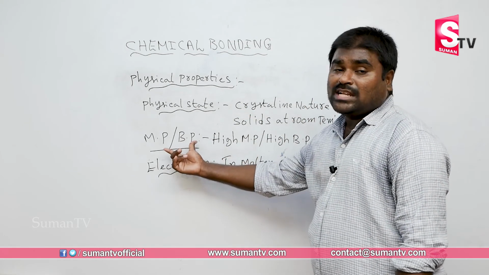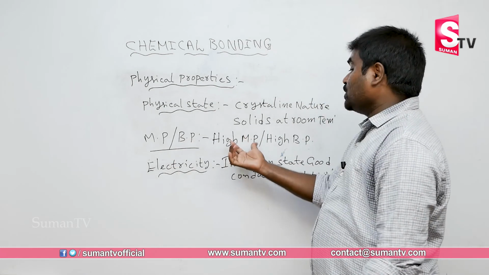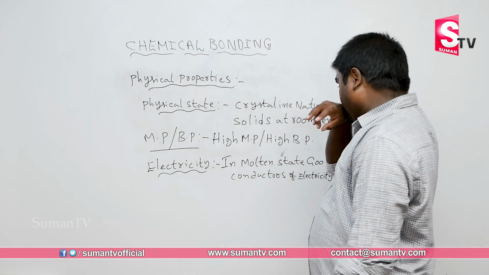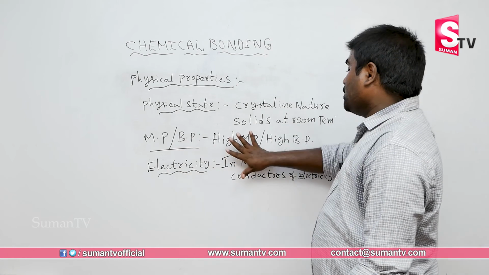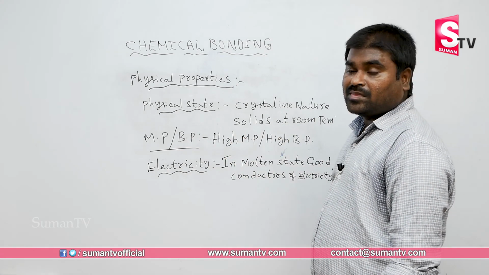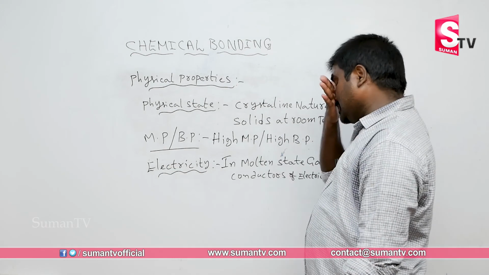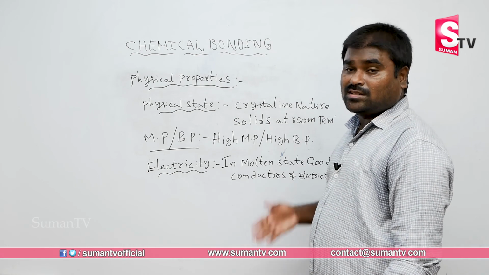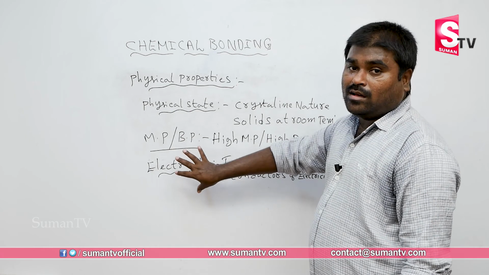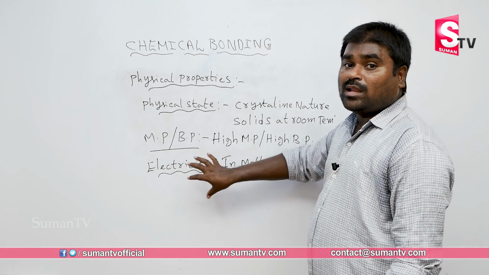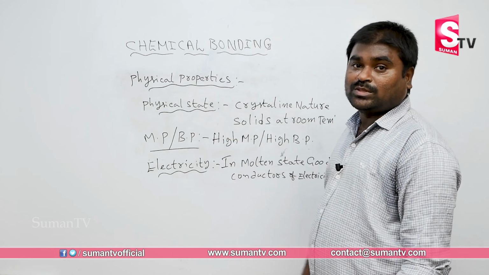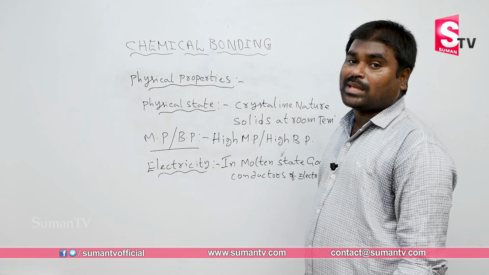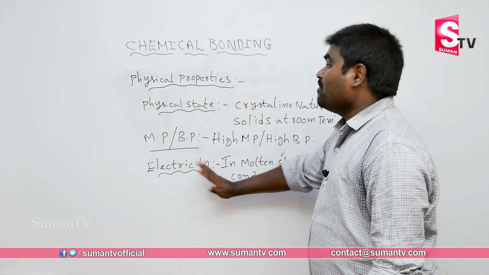Then what melting points and boiling points will ionic compounds have, children? Mostly high melting point and high boiling point. Electricity, children: can solids pass electricity through them? Not possible, no? When in solid nature it is not possible. When in molten state, all ionic compounds can pass electricity through them. These are the properties of ionic compounds.